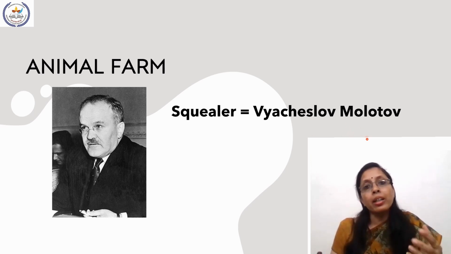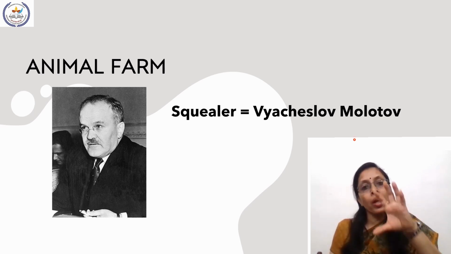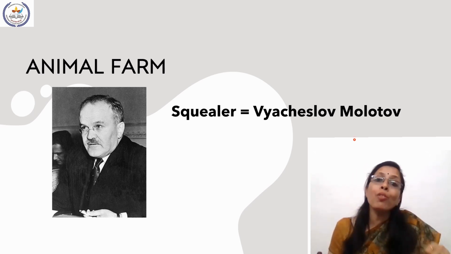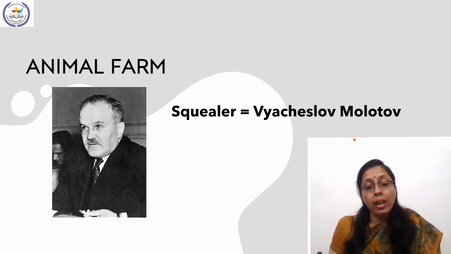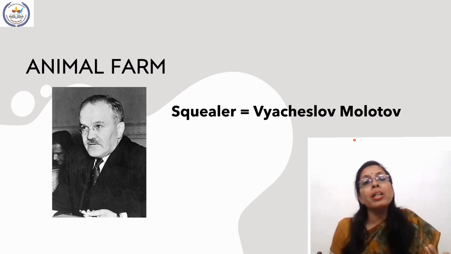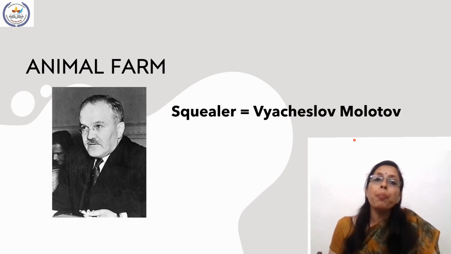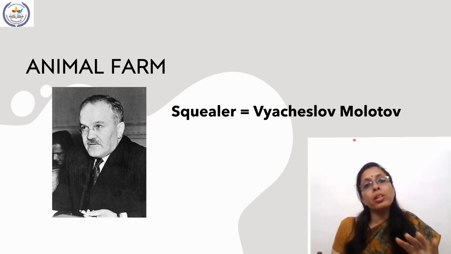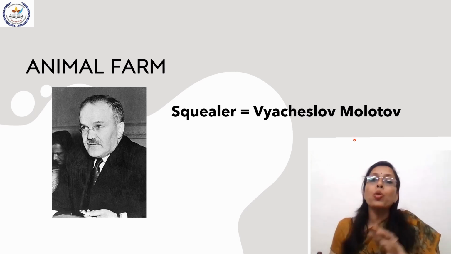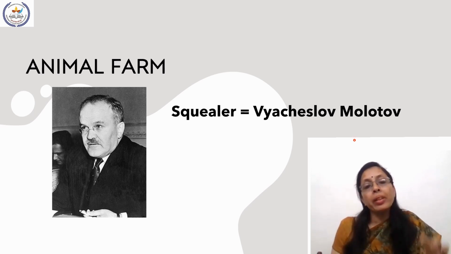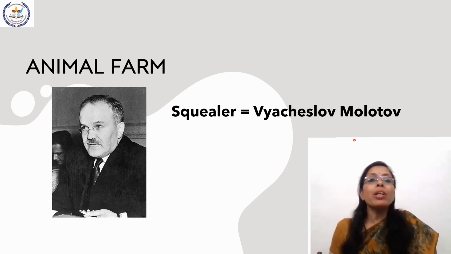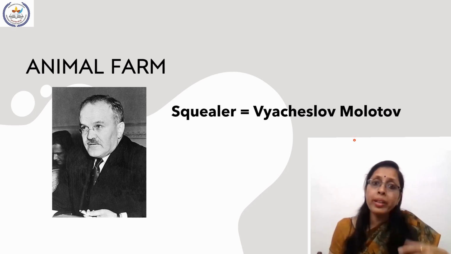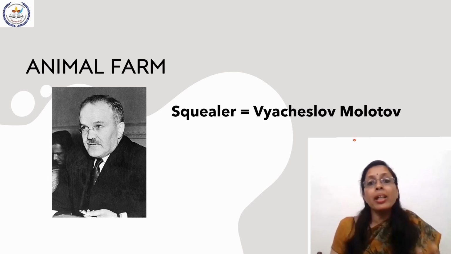And he is that character through which Orwell has tried to exemplify, he has tried to talk about the power of language in a democracy or in any government. So he uses his words, he uses his language to convince all the animals on the farm about the decisions of Napoleon. The decisions are completely in favor of Napoleon. They are doing good to Napoleon. They are making him wealthy and powerful. But Squealer presents him in such a way that all the animals believe that whatever Napoleon is doing, he's doing it for their welfare. So Squealer is an extremely important character and he represents Molotov.